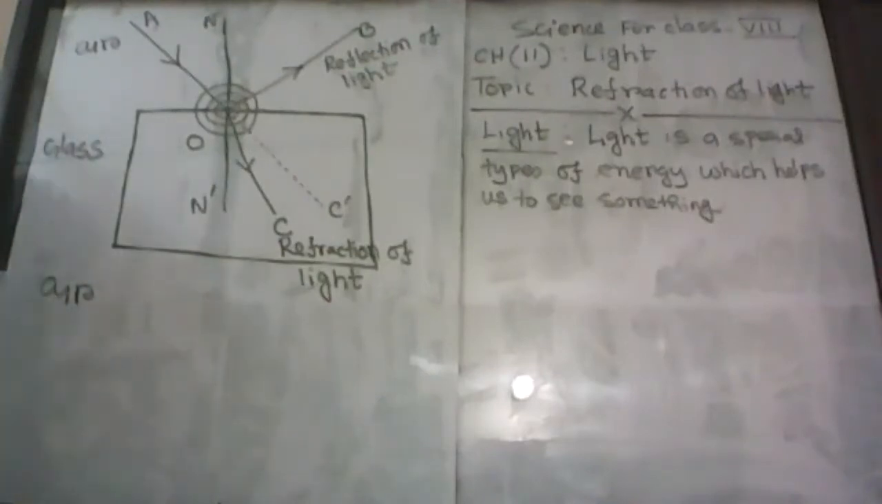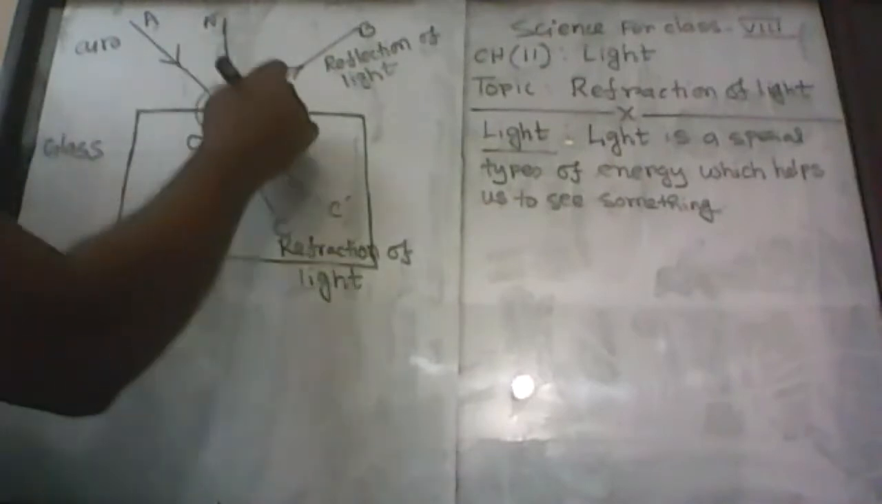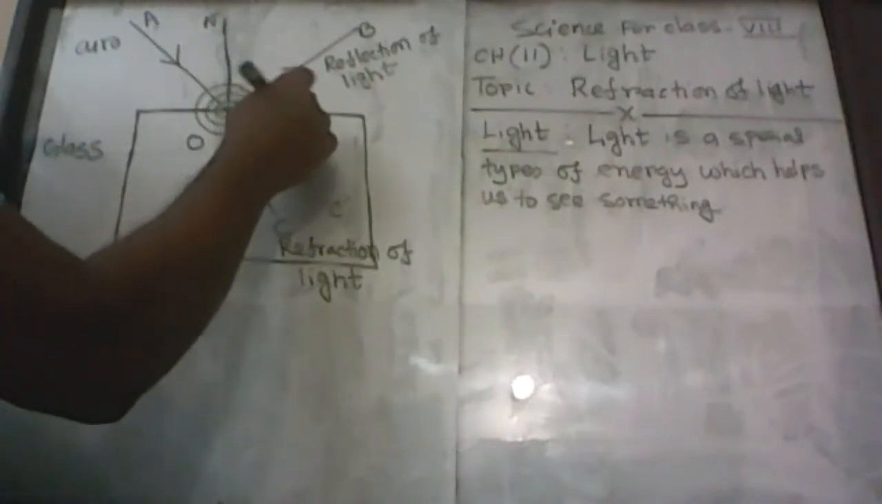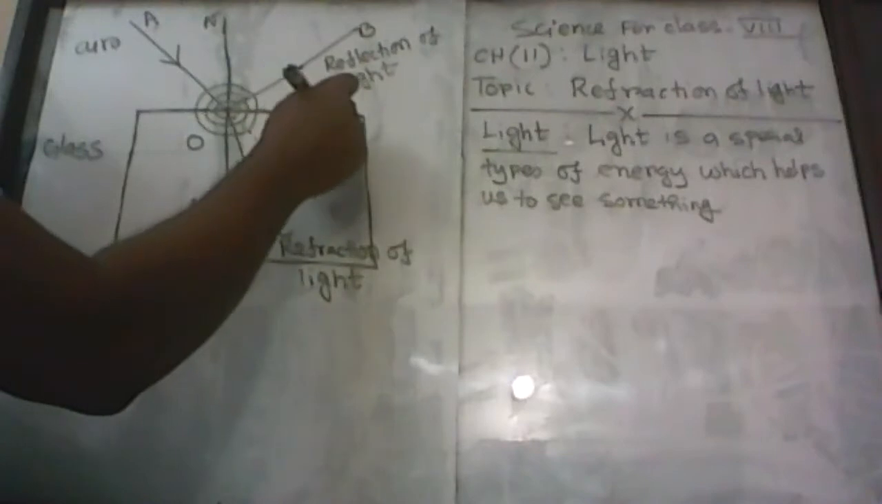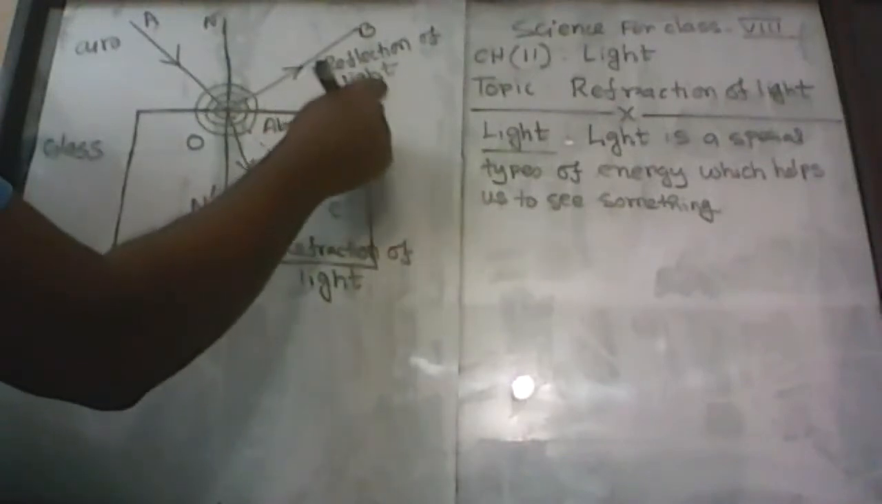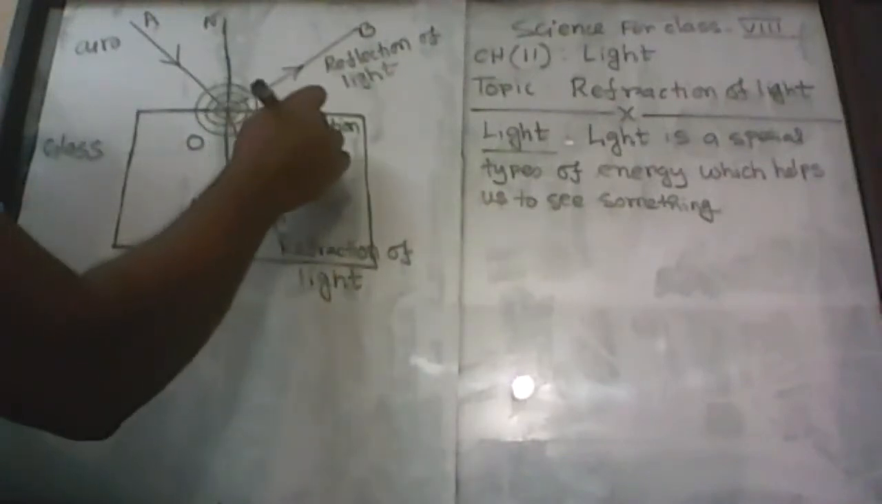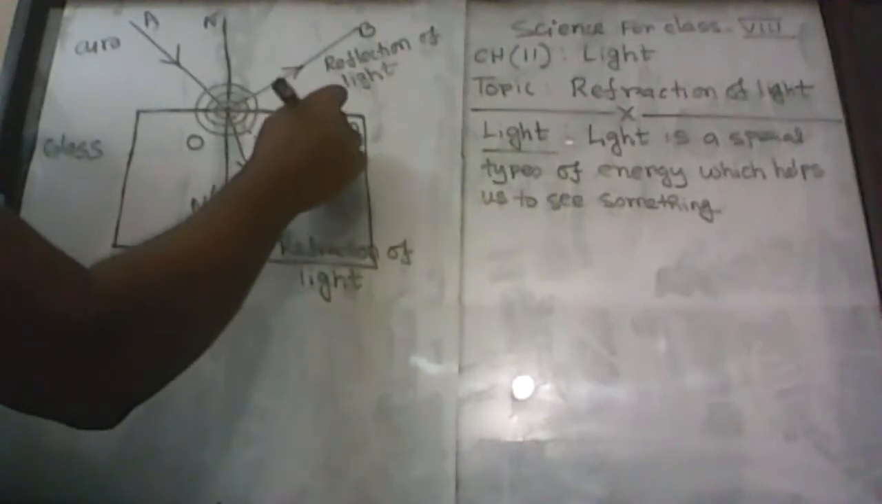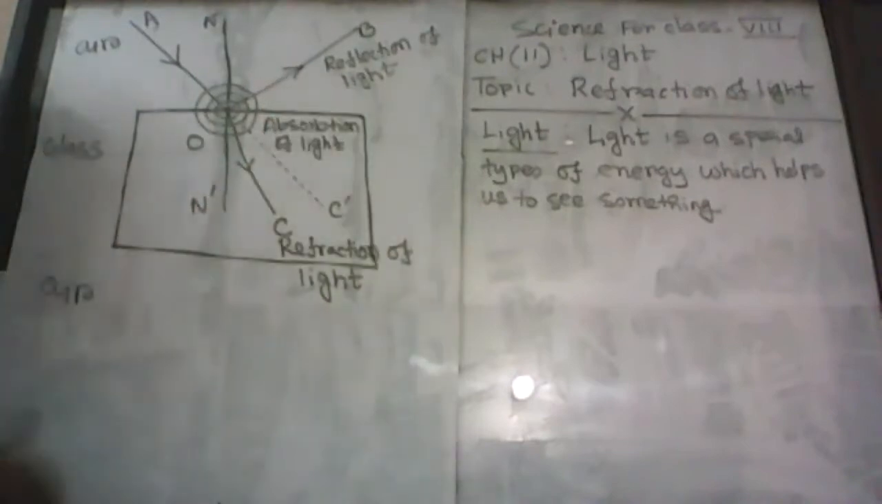You see that some part of light is absorbed by the interface, which means that at the surface of the glass medium, some part of the energy of light is absorbed. This is called absorption of light.